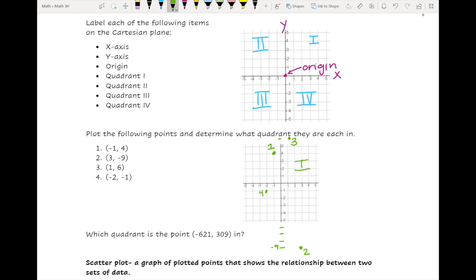Again, quadrant 1, 2, 3, and 4. So number 1 was in quadrant 2. Number 2 is in quadrant 4. And number 3 is in quadrant 1. Number 4 is in quadrant 3.